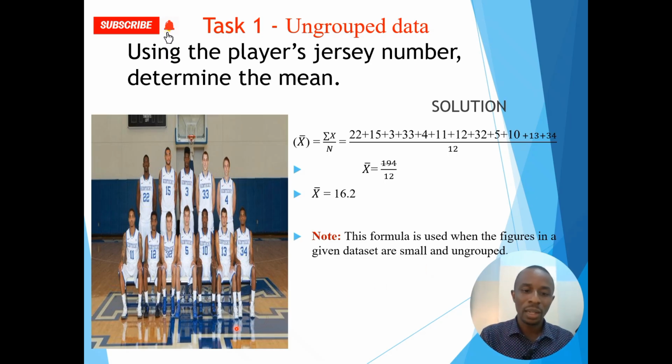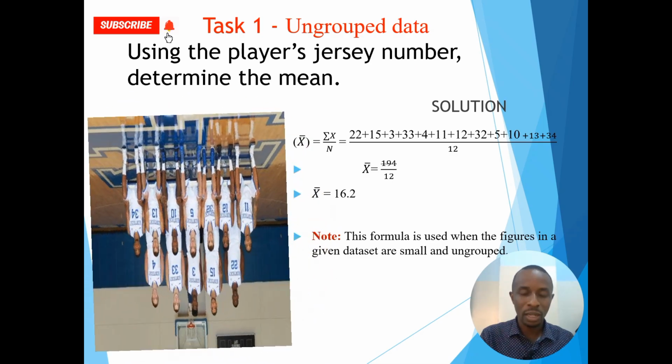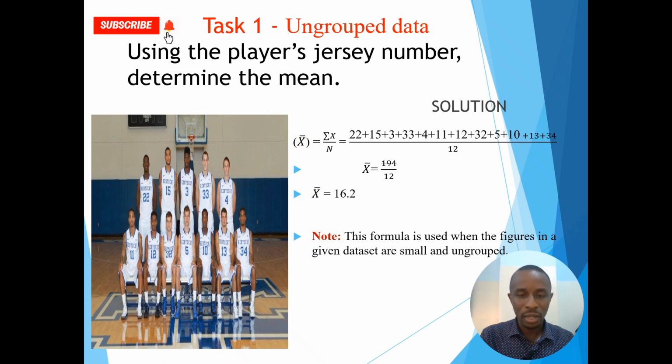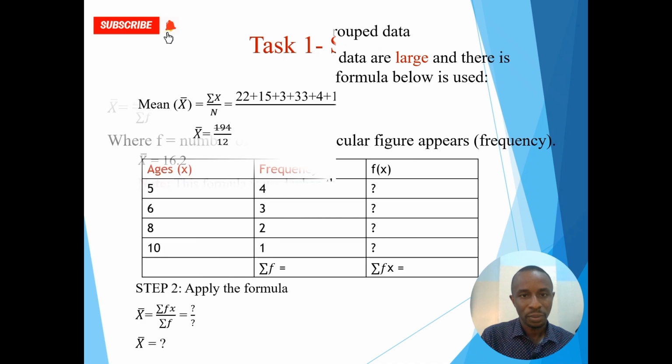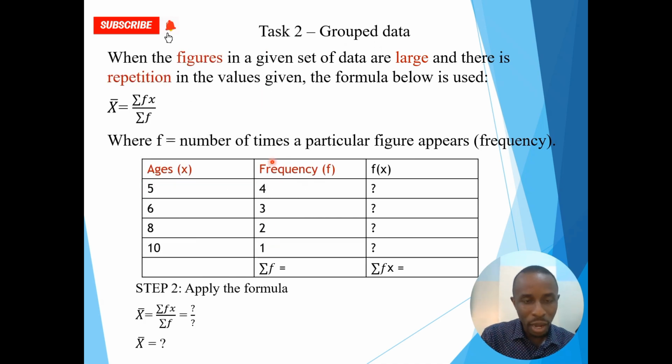Now we take another example. Let's look at a situation where we have grouped data. How do we calculate the arithmetic mean? In this case, the formula is x bar, being the arithmetic mean, equals summation fx over summation f. F there represents frequency, that's the number of times a particular figure appears. In this case, we have the ages of different students and their frequency. At age 5, 4 students are within that age.